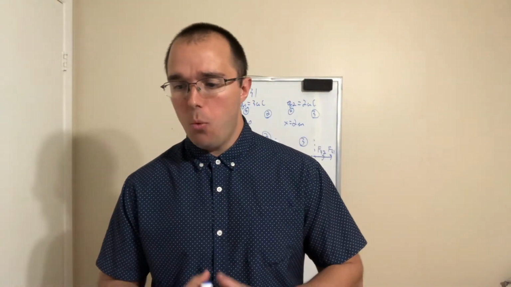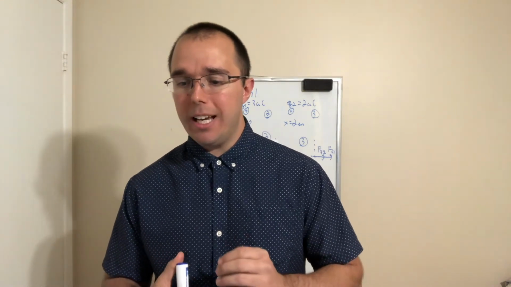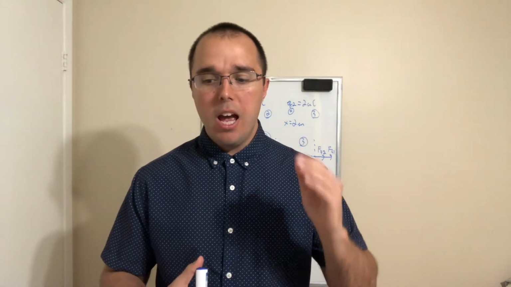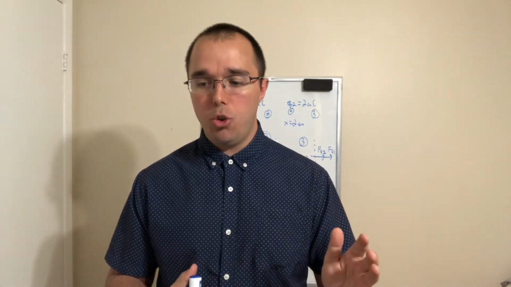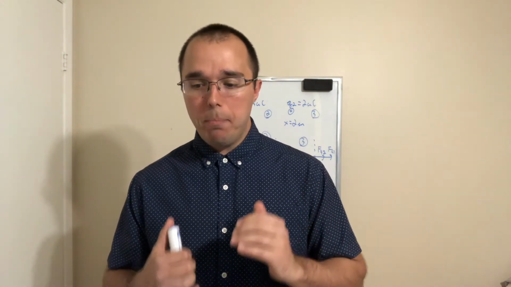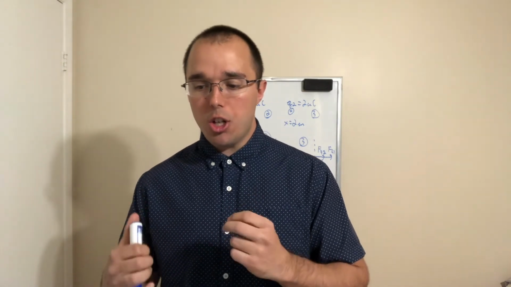In the figure, we have a charge of 3 microcoulomb located at x equals 0, and a second charge of 2 microcoulomb located at x equals 2 meter. Where should we place a third charge such that the net force on that charge is 0?